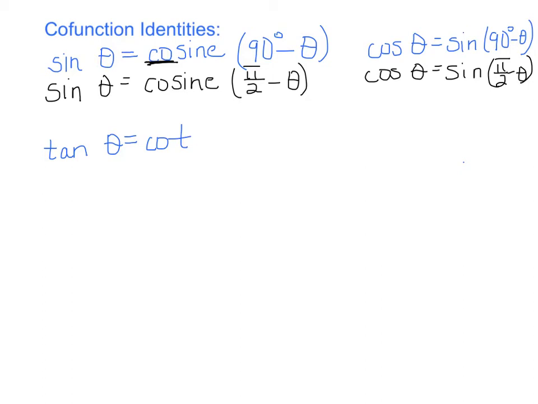And I'm not going to spell out the whole word. I'm just going to use COT. And there's cotangent, cotangent. And so here you would do 90 minus theta. Same thing if they give you cotangent. Then you would use tangent, and it'll be 90 minus whatever theta was.